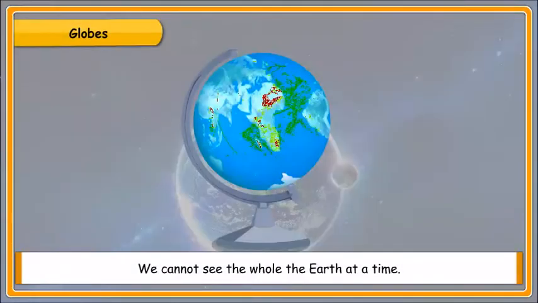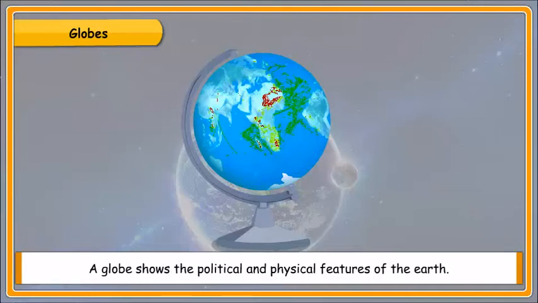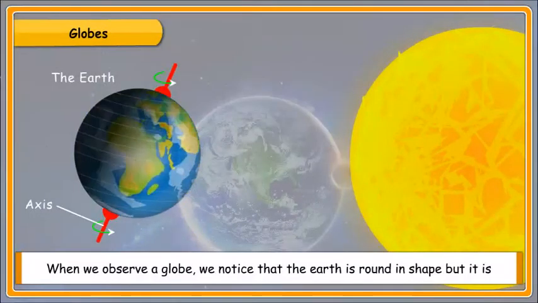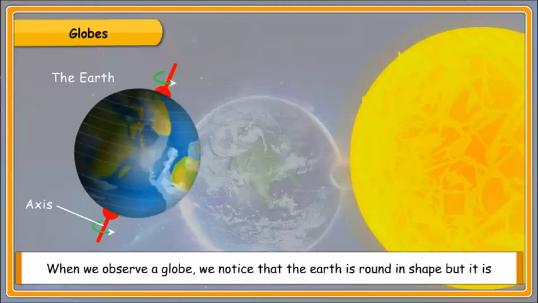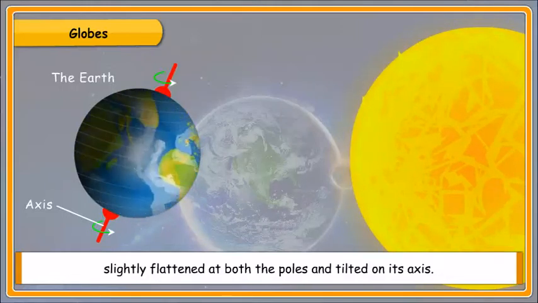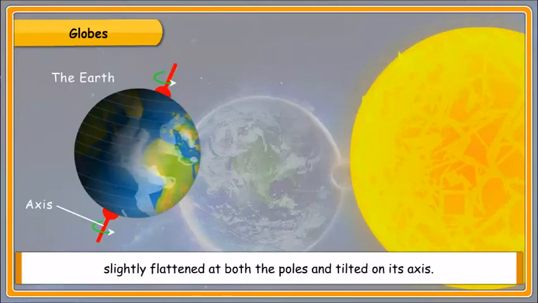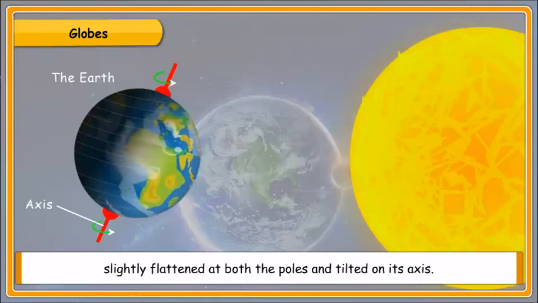Globes. We cannot see the whole Earth at a time, so we need a model to view the whole of it. This model of the Earth is called a globe. A globe shows the political and physical features of the Earth. When we observe a globe, we notice that the Earth is round in shape, but it is slightly flattened at both the poles and tilted on its axis.